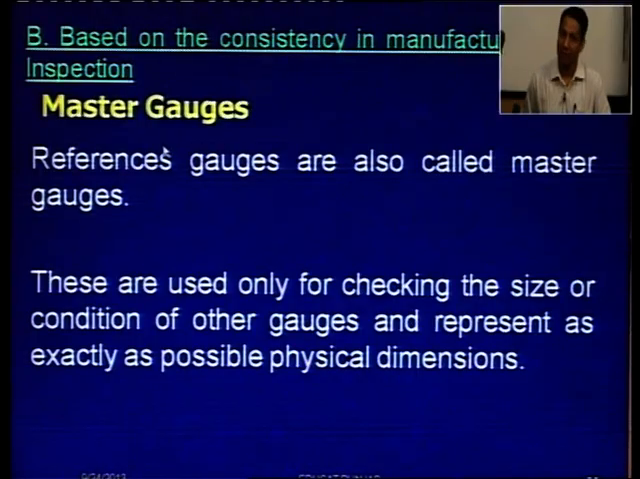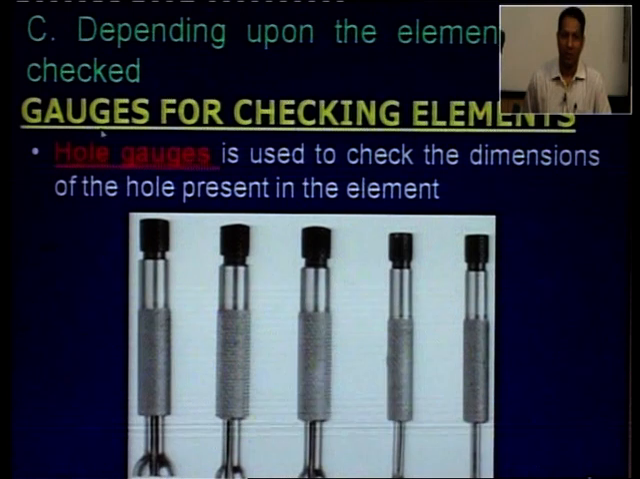Another category are the master gauges or the reference gauges. These are used only for checking the size or condition of the other gauges and represent as exactly as possible physical dimensions. Then the category depends upon the element to be checked.